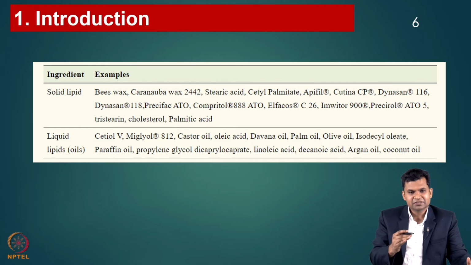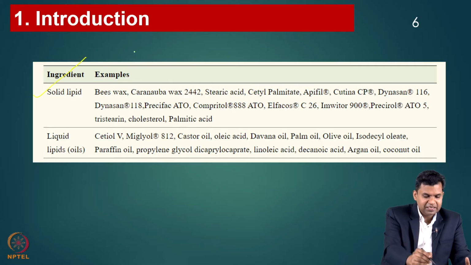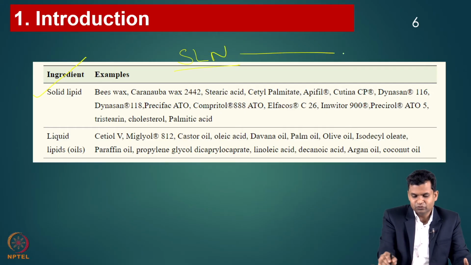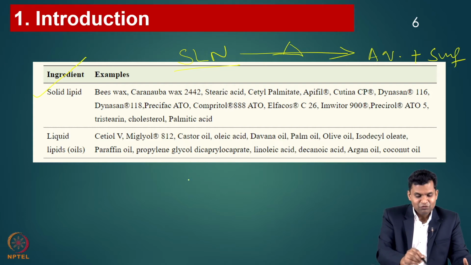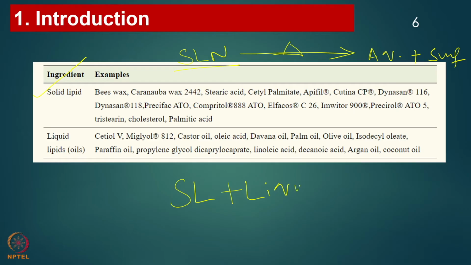Now we'll see the lipids. This we will use in the preparation of the solid lipid nanoparticles. What we do, we melt this and then we disperse it in an aqueous phase which contains the surfactant. Now here we'll take solid lipids, we will melt them and we'll add liquid lipids, which are nothing but oils, and again we'll disperse in the aqueous phase with the surfactants.